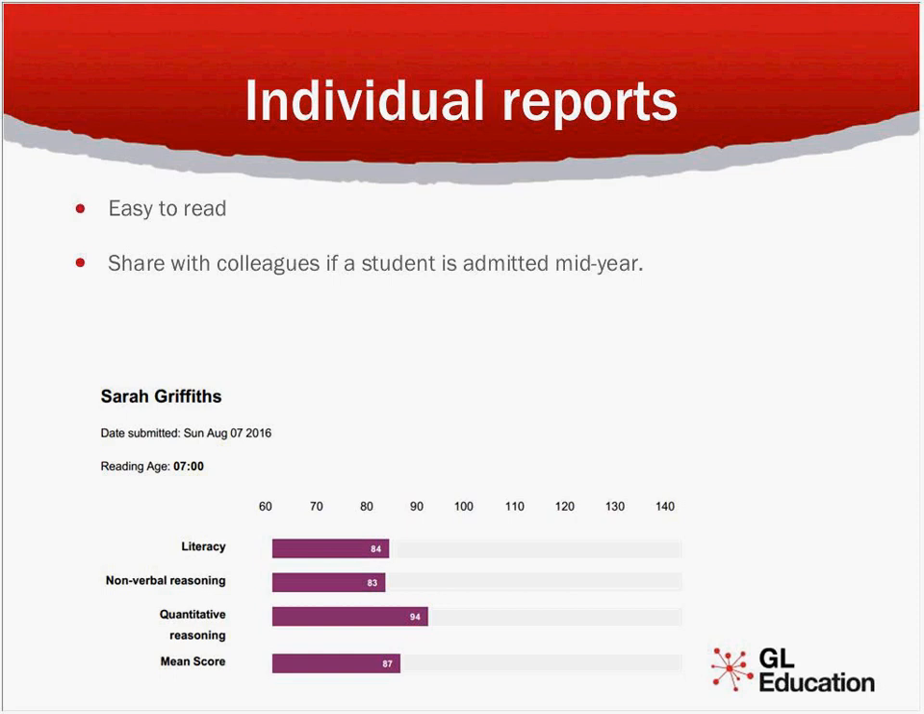And non-verbal reasoning, 83, so again, well below average. Quant reasoning is higher. She's still not quite at that average of 100, but she's closer at 94, and the score overall is 87. So we're looking at a student who has well below average literacy levels, and is again below average overall.